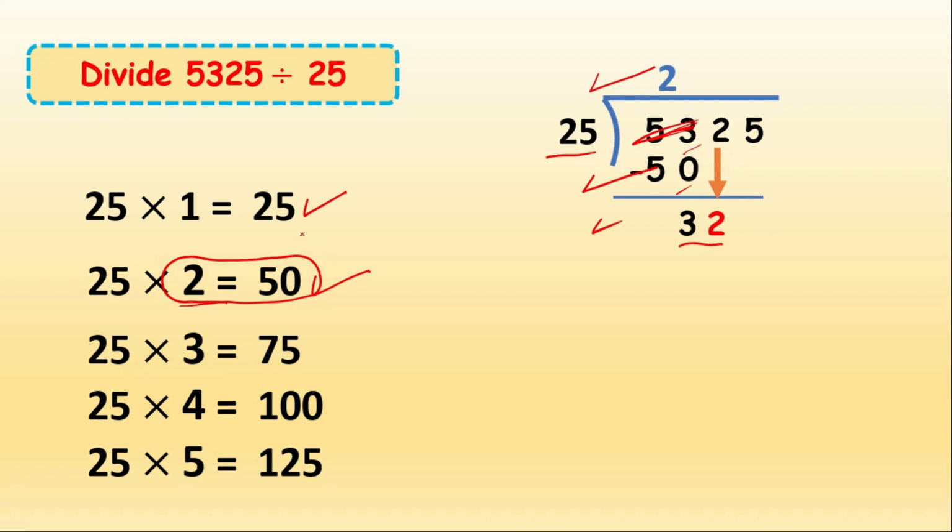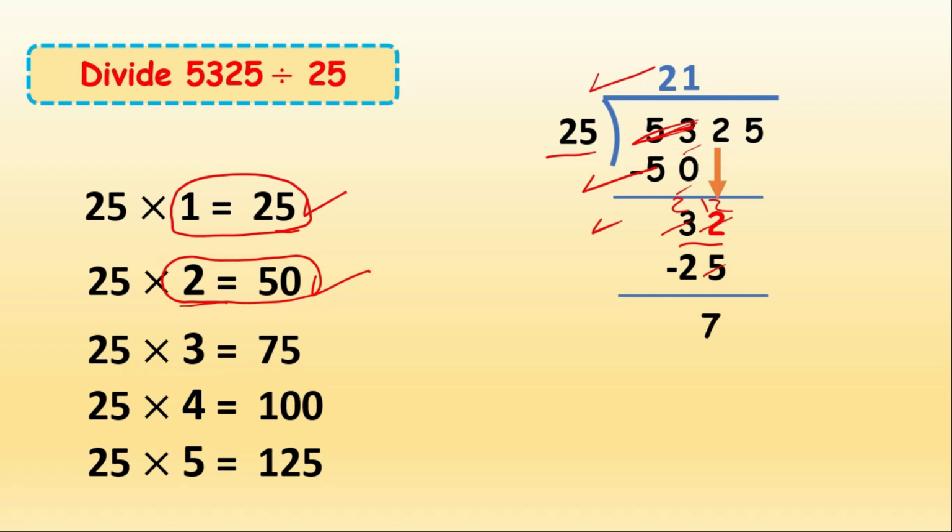Let's search for the number just smaller, which is 25. Circle 25 and 1: 25 as a product and 1 as a quotient. Got it? And then subtract. 32 minus 25. 2 minus 5 can't be. Let's borrow. 3 changed to be 2 and 2 changed to be 12. So 12 minus 5 equals 7.